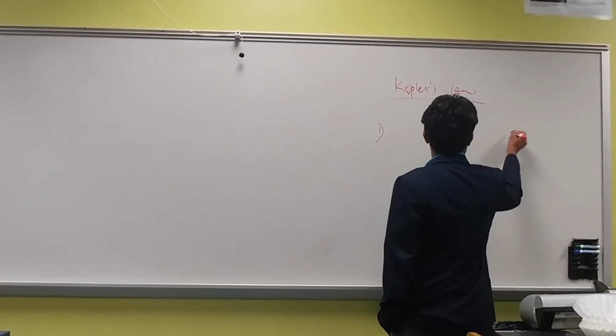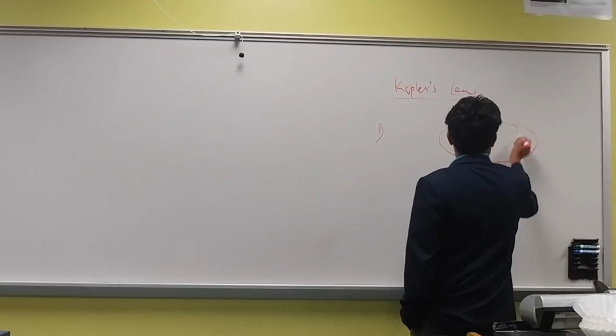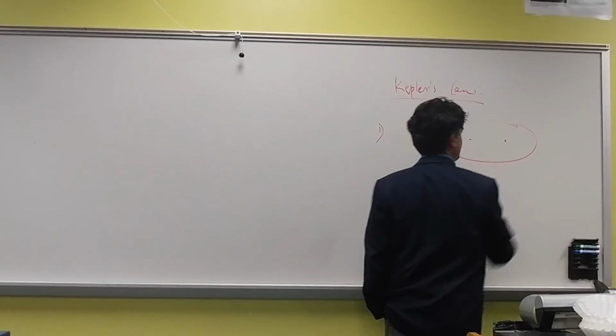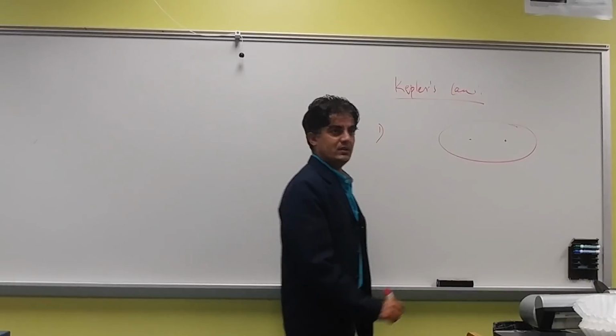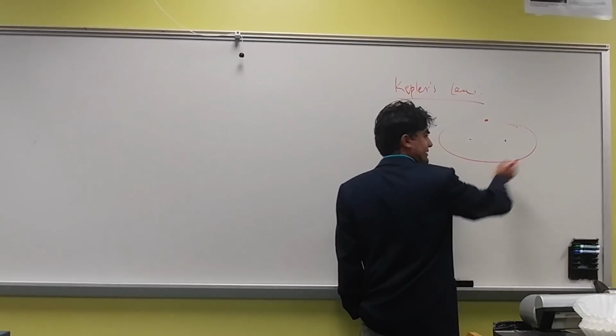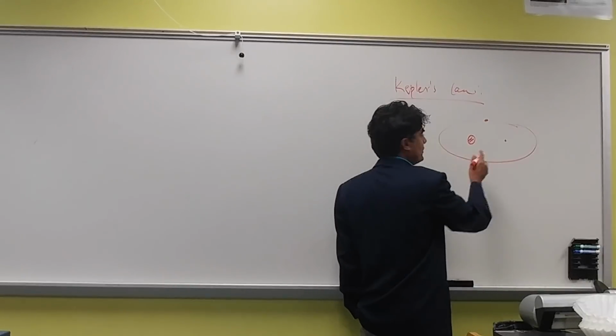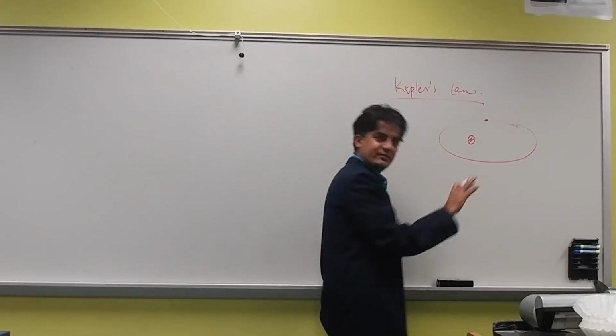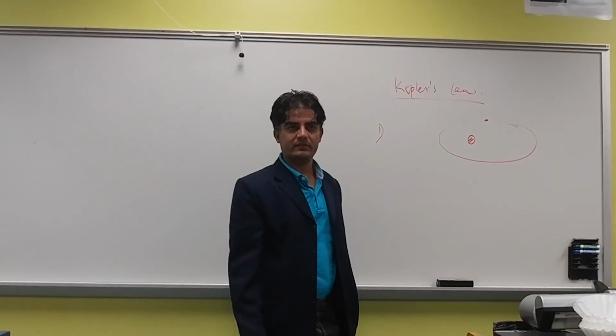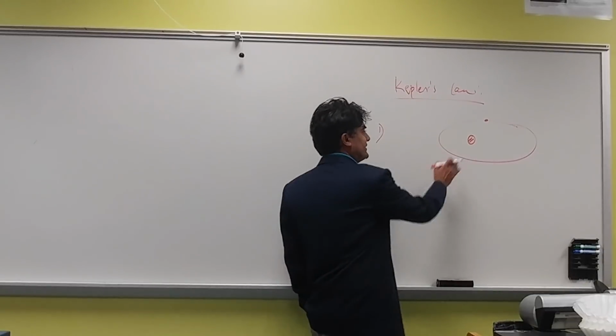In any ellipse, it has 2 focus, right? So basically, the planet rotates in an elliptical path where the sun or the star will be at one of the focus, and the other one will be empty. There will be nothing. So that is Kepler's first law.